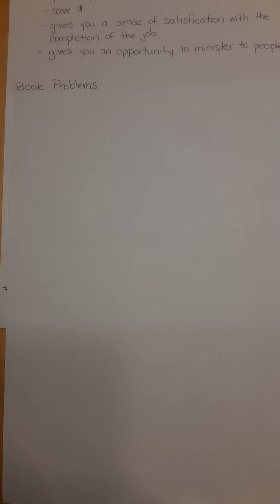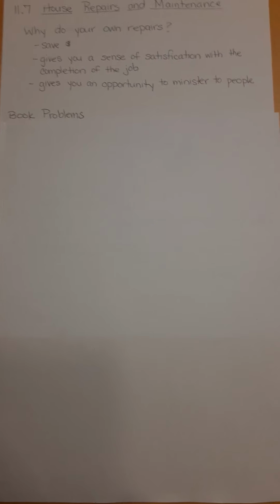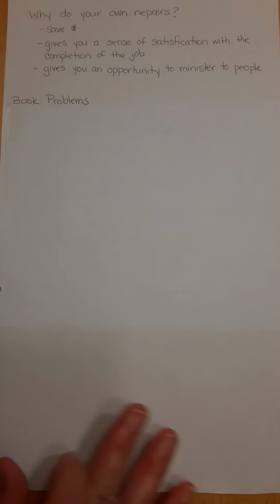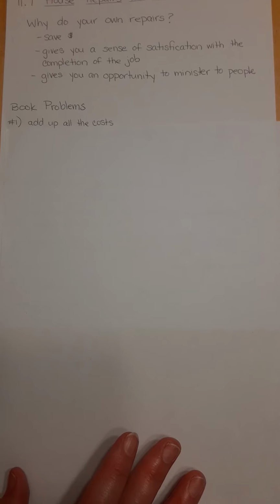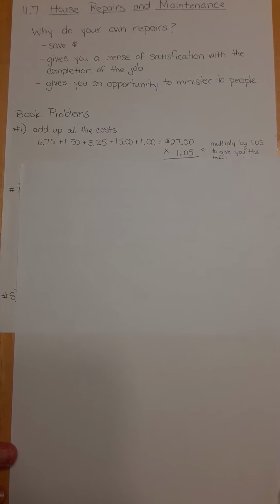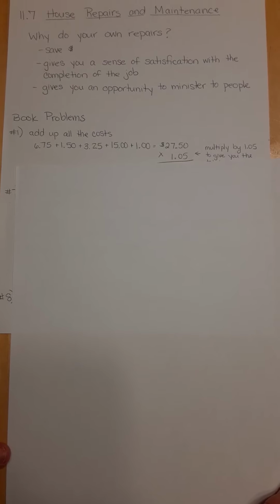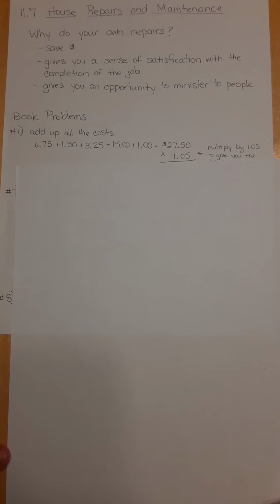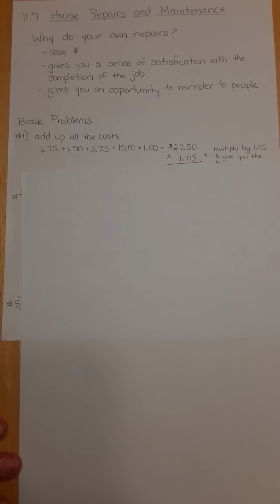Problems 1 through 6 are basically the same type of problems. They're giving you a list of all the supplies that you're going to need to do some home repairs. And so basically what you're going to do is add up all the cost. They give you all that information, and you simply add up the cost here. Now you have to be careful because up in the instructions it says you also have to include your sales tax. It's talking about a 5% sales tax.